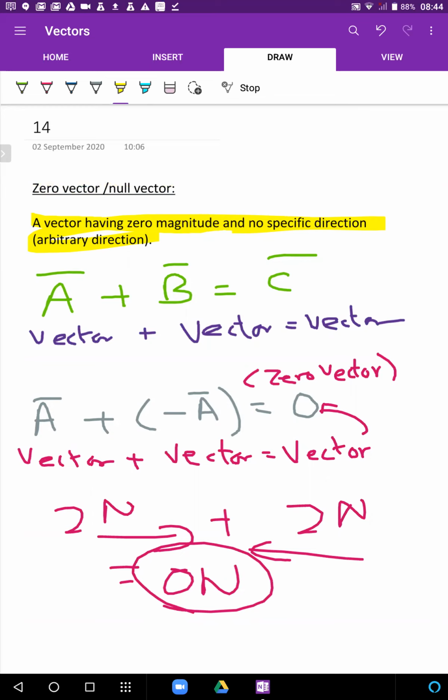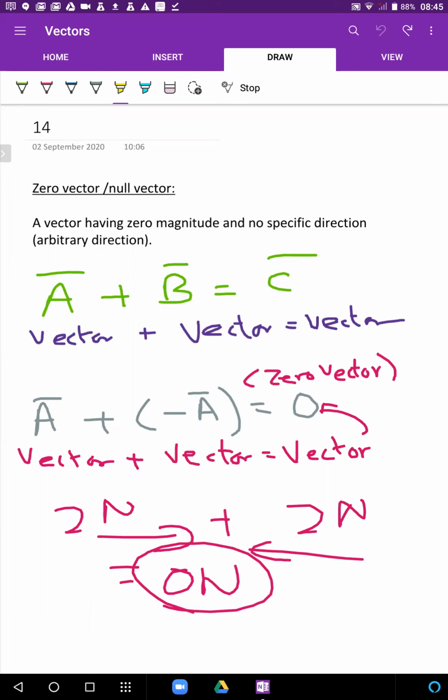So it has zero magnitude, and then does it make a sense? Does it make any sense to talk about its direction? It does not. If I'm telling you to apply a 0 Newton force, it does not matter which direction I tell you to apply it in. In all cases, it's going to make no difference because you're going to apply 0 Newton force. So a vector having zero magnitude and no specific direction, or just an arbitrary direction. Arbitrary means random. That vector is called your zero vector.